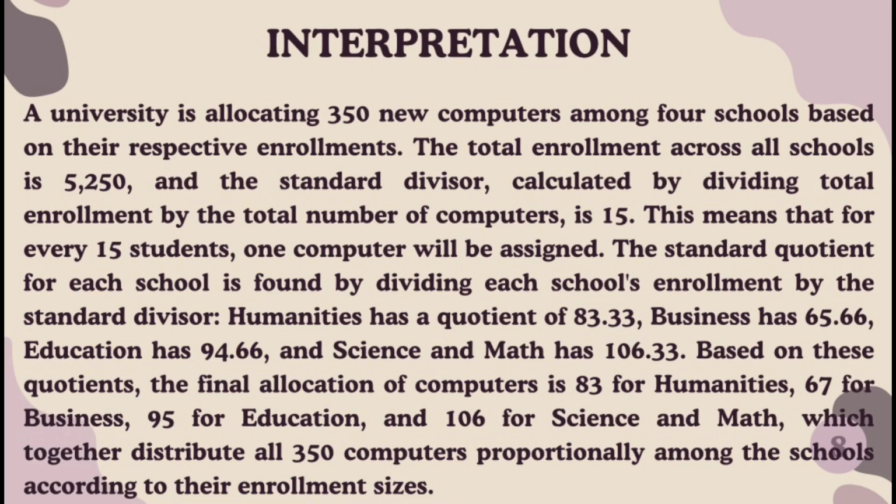The humanities department has a quotient of 83.33, whereas business has 65.66, education has 94.66, and science and math has 106.33. These quotients result in a final allocation of 83 computers for humanities, 67 for business, 95 for education, and 106 for science and mathematics.